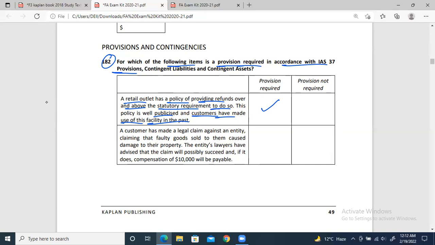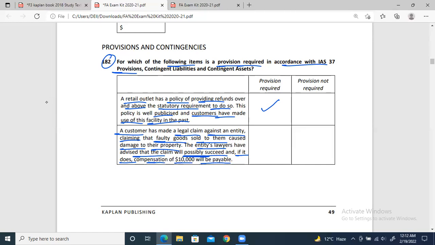Now, secondly, a customer has made a legal claim against an entity claiming that faulty goods sold to them caused damage to their properties. Okay. The entity's lawyers, so our lawyers, have advised that the claim will possibly succeed. So you can see there will be a word that we studied in the table. There will be a word used in every question. If it does, compensation of 10,000 will be payable. So again, the word is possible.